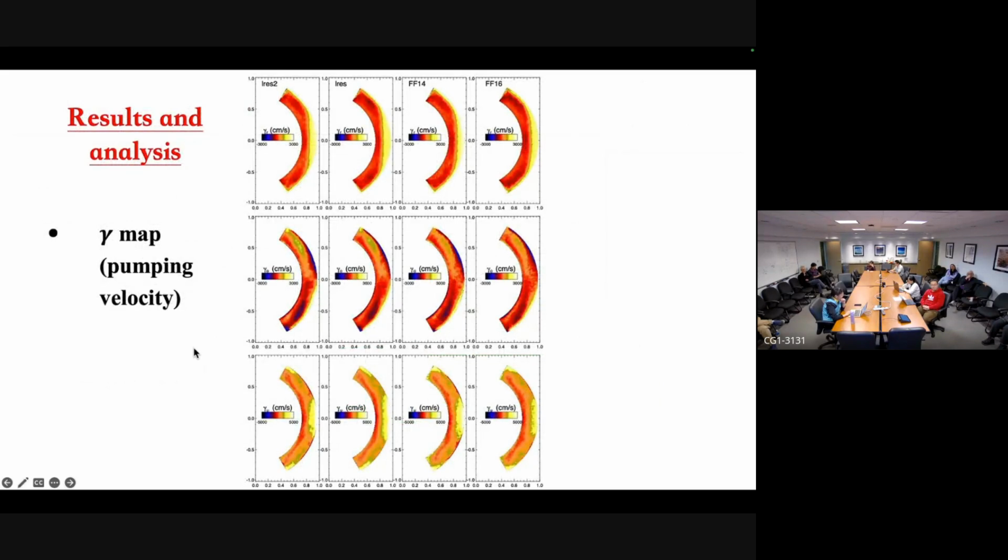So let's look at the gamma map. We can also calculate the gamma map. Gamma basically has the magnitude of a velocity, what we call the pumping velocity. So this is the pumping velocity for the r direction, for the theta direction, and this is for the phi direction.